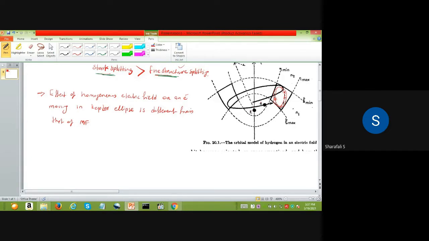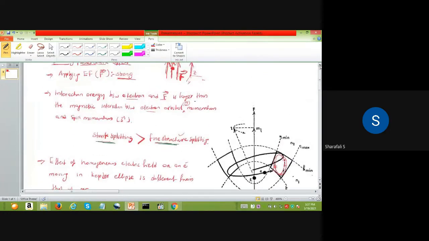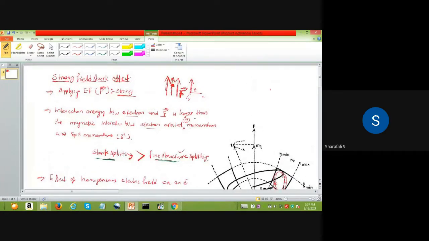Okay. But when you apply a magnetic field, this will not happen. That precession will be there. For example, if your electron is moving like this and your angular momentum is in this direction, and you apply a magnetic field in this direction, then this precession will be there. But the electron will be moving in a closed orbit.